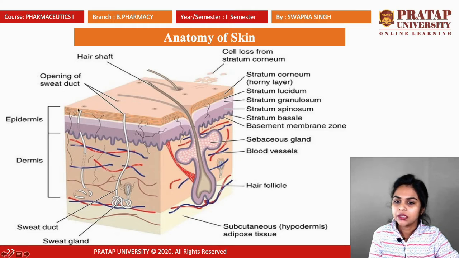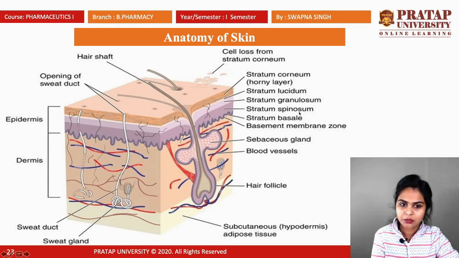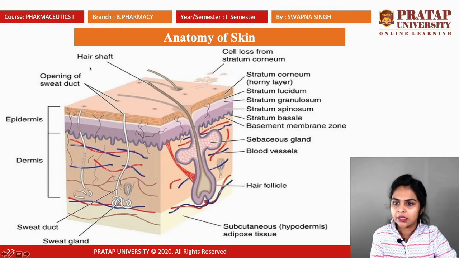The epidermis layer is further classified into five layers. First one is stratum corneum. Stratum corneum means the horny layer. Second one is stratum lucidum. Third one is stratum granulosum. Fourth layer is stratum spinosum, and the last one is stratum basale. So these five layers come under the epidermis layer, and the epidermis has the hair shaft on its surface. It also contains the opening of the sweat duct.